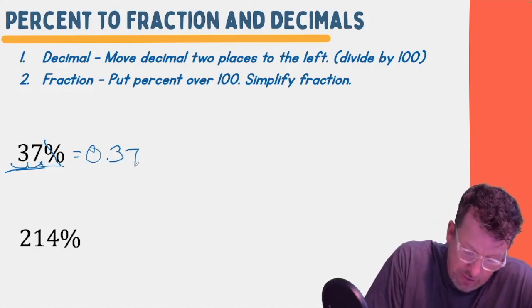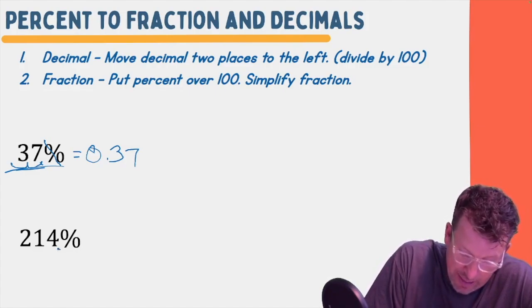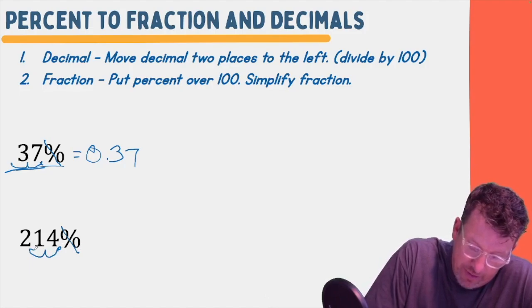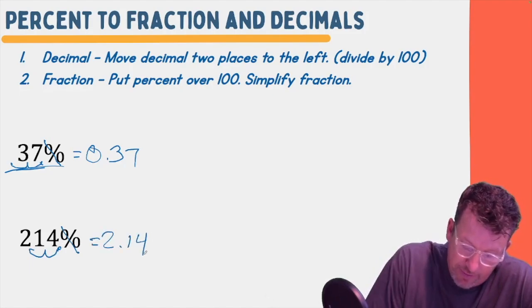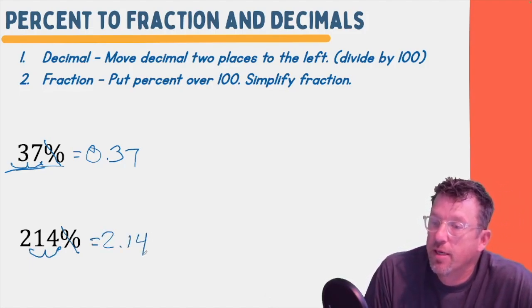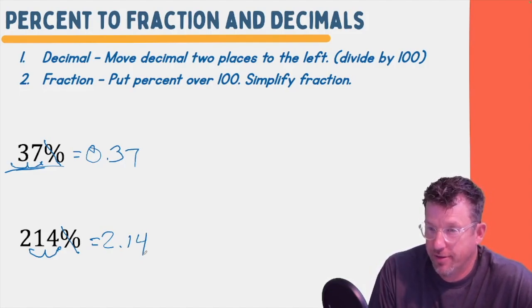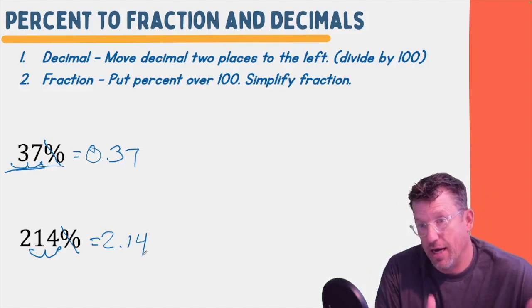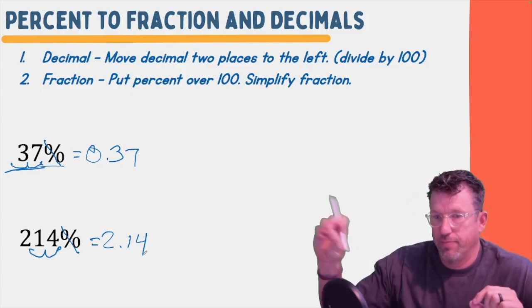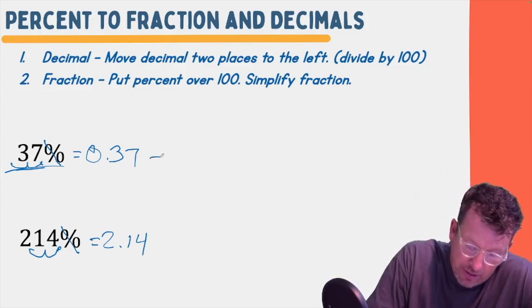And then, if we do this to the other one, same thing. Where's the decimal? It's at the end. Let's turn it into a decimal. We get rid of the percent sign, move it 2 to the left, and we are at 2.14, okay? And then for a fraction, you simply put the percent over 100. Because that's what a percent is, right? It's a number out of 100, and then we just pull that number out and add a percent sign to it. So this one's real easy.